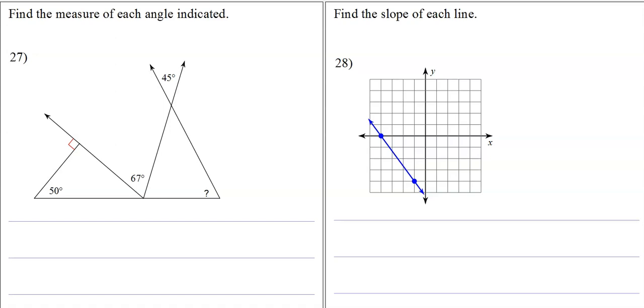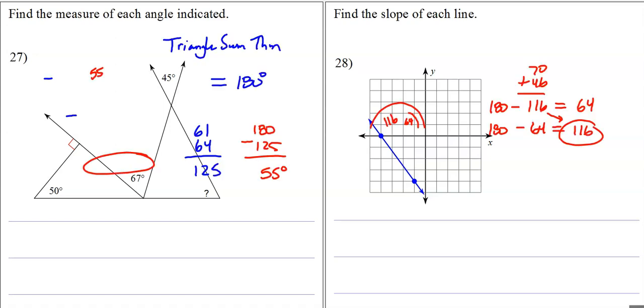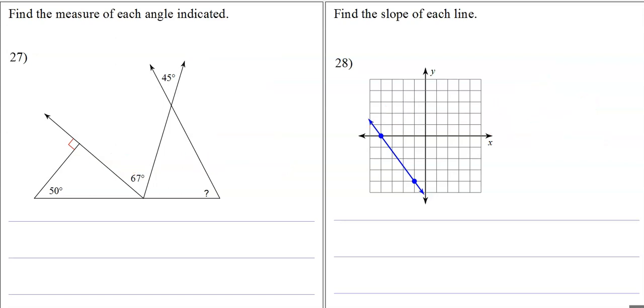All right, 27. This is one of these kind of long solvey type problems, so we need to figure this thing out. Basically, if this is 90, this is 90. 90 plus 50 is 140. Subtract that from 180, which is 40 degrees.